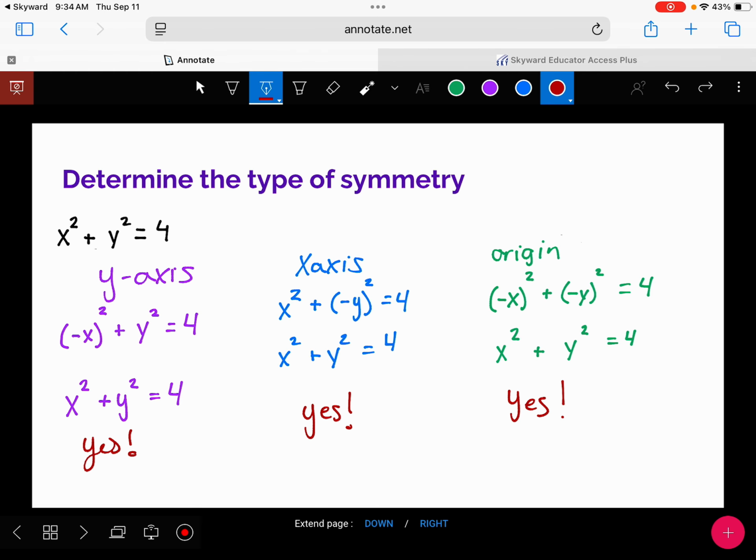Okay. Questions on our symmetry stuff? Because they're not super pleasant. They're not super long, but they're just finicky.